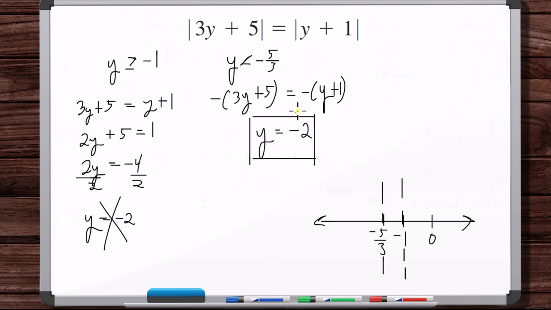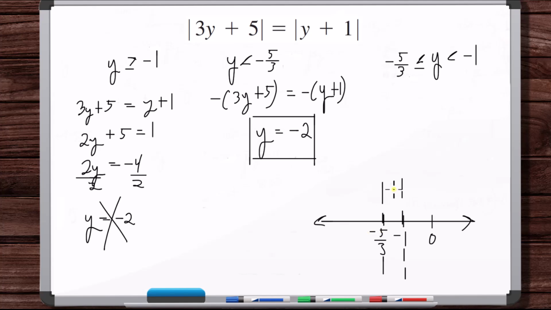It wasn't a solution in this case, but it is in this case. So you want to be careful. We just didn't need to solve this equation twice, technically, because it's the same equation as it is over here. So, okay, we've accounted for that. Now we just need to do y is greater than or equal to -5/3, and y is less than -1.